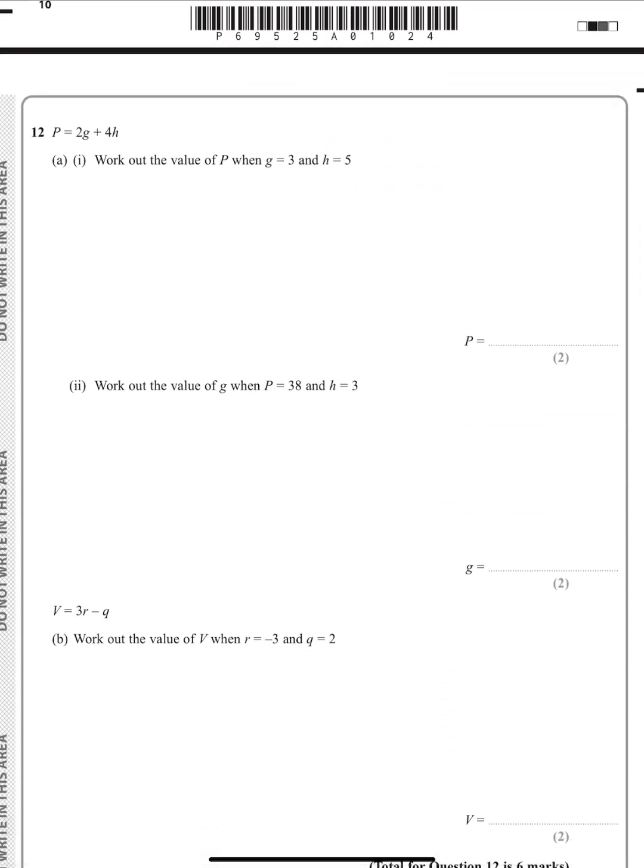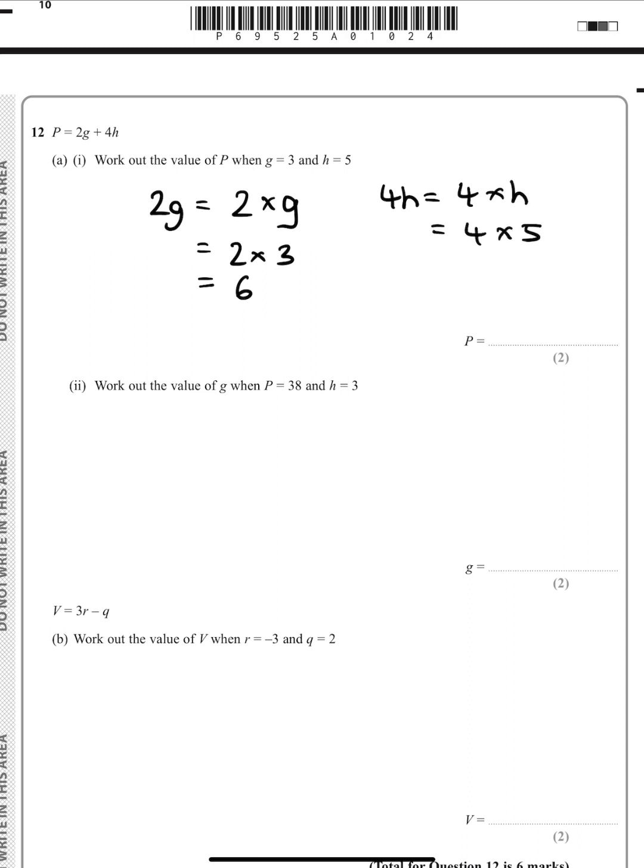For question number 12, it says P is equal to 2G plus 4H. Work out the value of P when G equals 3 and H equals 5. So we've got a bit of substitution here. And we know that 2G actually means 2 times G. So 2 times G is now 2 times 3, which is 6. 4H means 4 times H. So we're going to do 4 times 5 because it tells us that H is 5. And that gives us 20. So the last step is to say that P is equal to 6 plus 20, which is 26.